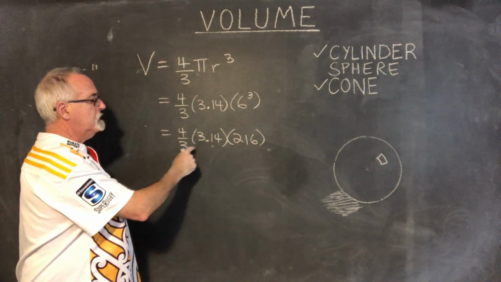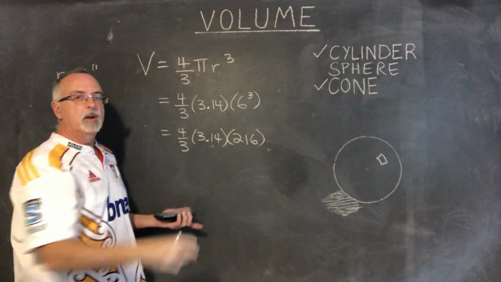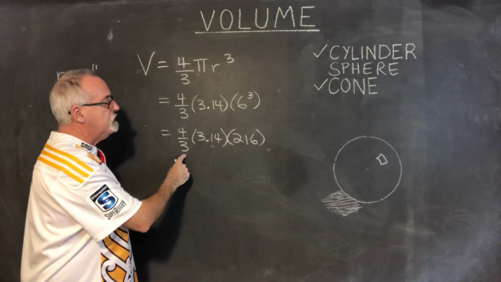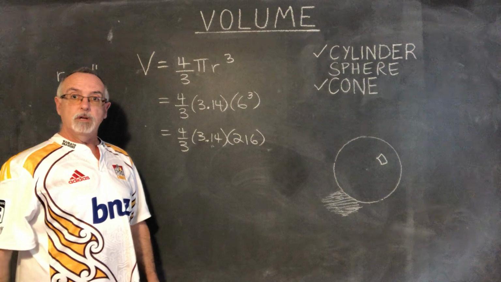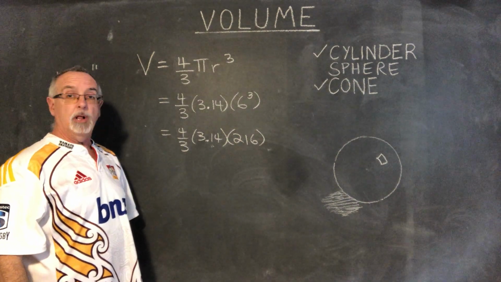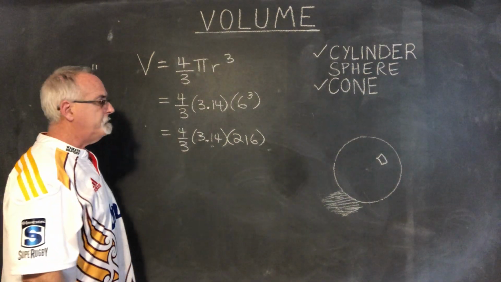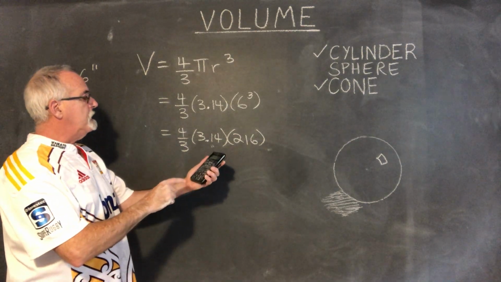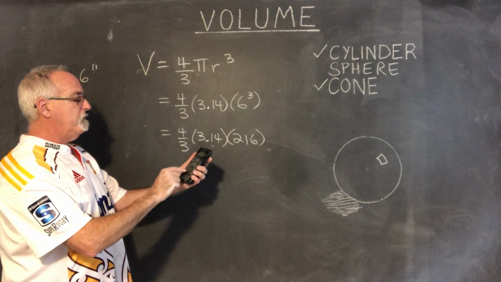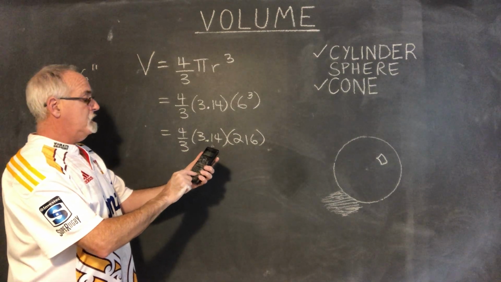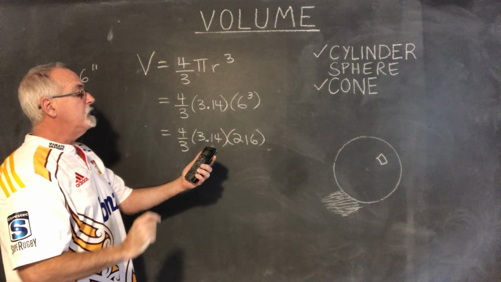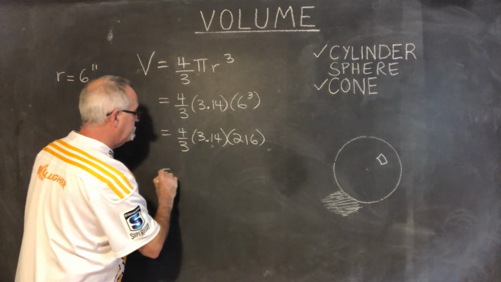I can also just, I'm now at this point, I can do anything I want in terms of the order in which I simplify. I can cancel this 3 with the 216, which happens to be exactly triple the number 72. But I can do it any way I wish. This time I will do 4 divided by 3 times 3.14 times 216 equals 904.32.